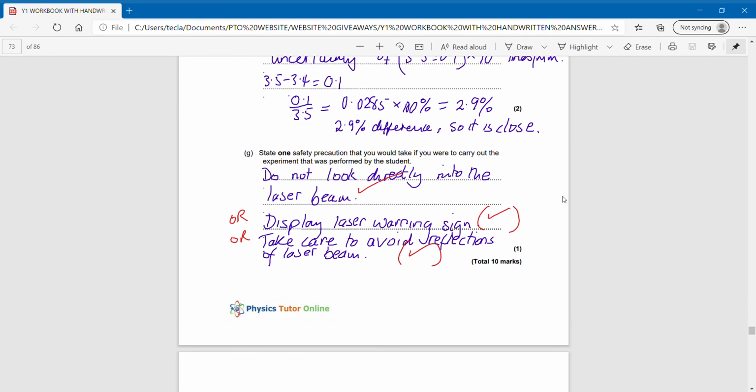One safety precaution, if you were to count that the experiment was carried out and performed by a student. So you'll know this if you've actually done this practical. You do not look directly into the laser beam, or you would display a laser warning sign, or you would take care to avoid reflections of the laser beam. Any one of those to get 1 mark.